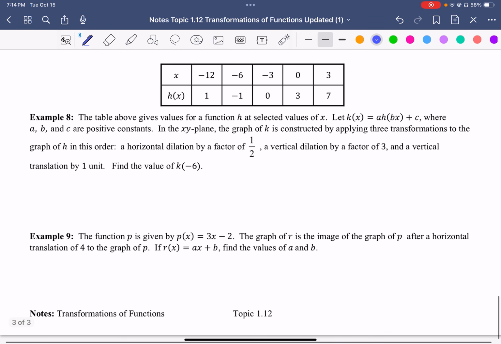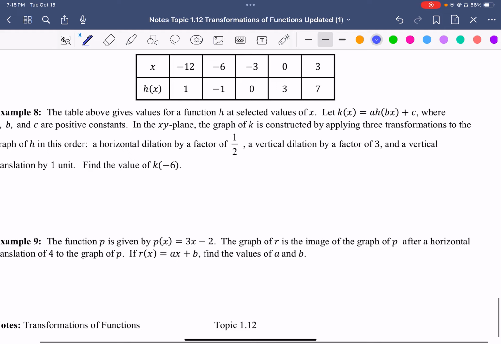Let's move on. Example 8, the table above gives values for a function h at selected values of x. Let k of x equal a times h of bx plus c, where a, b, and c are positive constants. In the xy plane, the graph of k is constructed by applying 3 transformations to the graph of h in this order. A horizontal dilation by a factor of 1/2, a vertical dilation by a factor of 3, and a vertical translation by 1 unit. Find the value of k of negative 6. Okay, so the first thing we need to do is figure out what is a, b, and c.